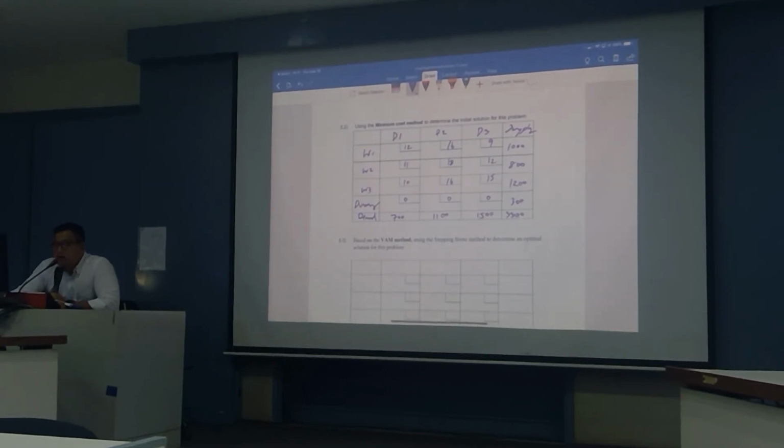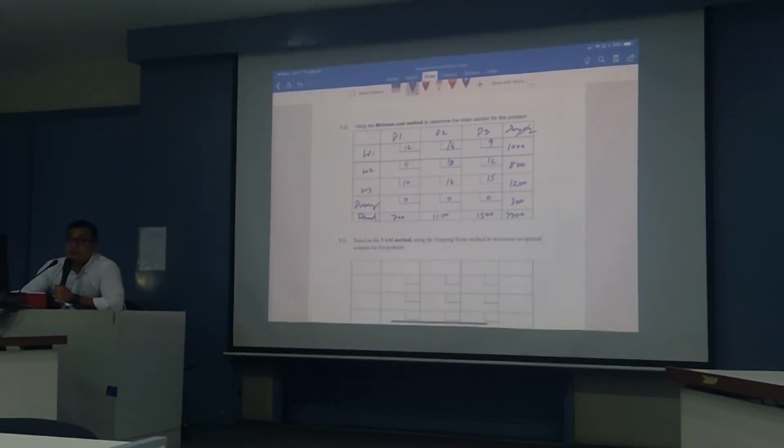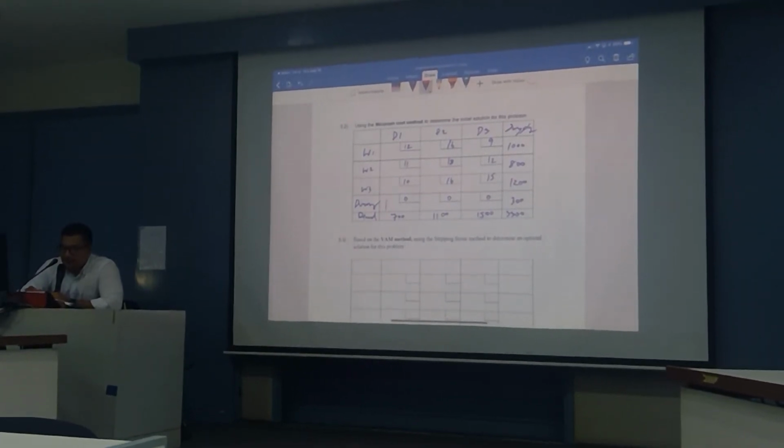Okay, for the minimum cost, we will start with the cell that provides the lowest cost. In this case, the lowest cost is 0. We have 3 cells. So you can select any of them. Okay. And let's say that I select the first one.